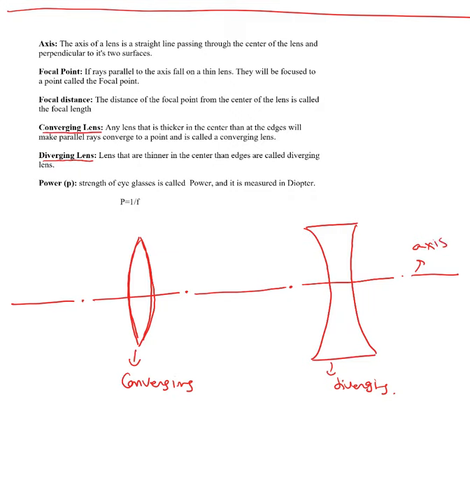Now, we already saw from the mirror equation in the previous videos, focal point is nothing but if rays parallel to the axis fall on a thin lens, they will be focused to a point called the focal point. Okay, for converging lens, the focal point is going to be behind the lens. So basically all the light rays will come and fall at the focal point. Okay, that's a focal point.